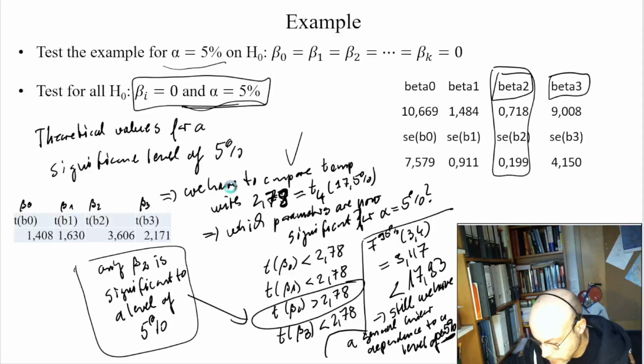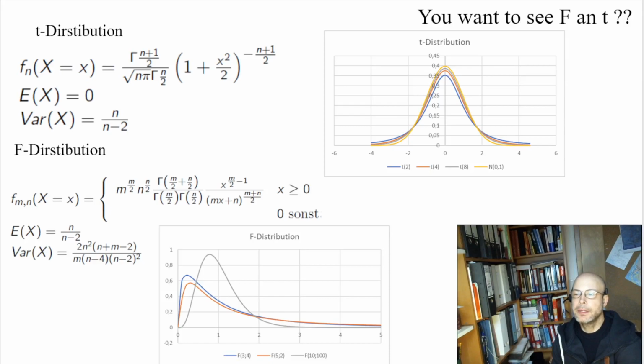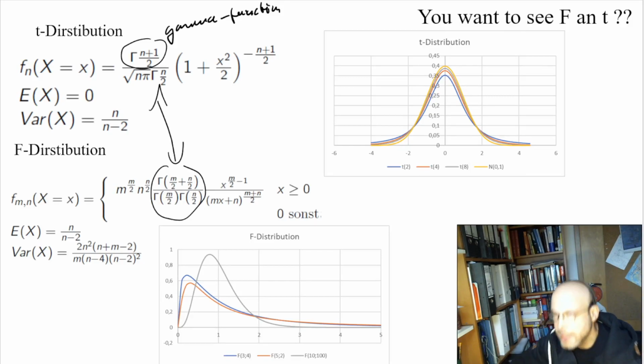And in the end, please do not be shocked. I show you just how these distributions, the t distribution and the F distribution, look like, and what we see here is the so-called gamma function. This is defined via an integral. This is also a gamma function. So you see that these distributions look quite complicated.